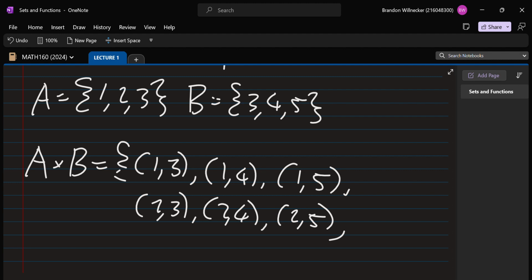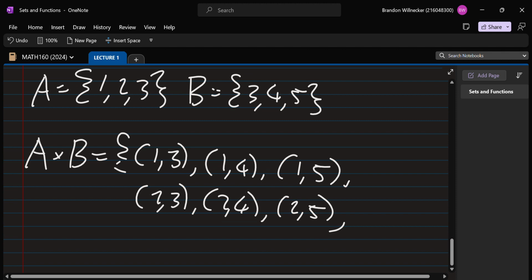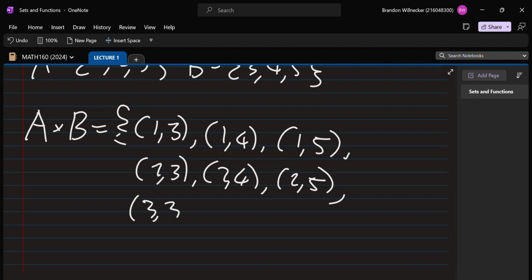Or you can write it like this table, that's fine as well. Means the same thing. Next, we can take the 3 from A and then 3, 4, 5, so (3, 3), (3, 4), (3, 5). And then we can close our set off there. So that is the Cartesian product between the two sets. Any questions on the definition or the construction of it?